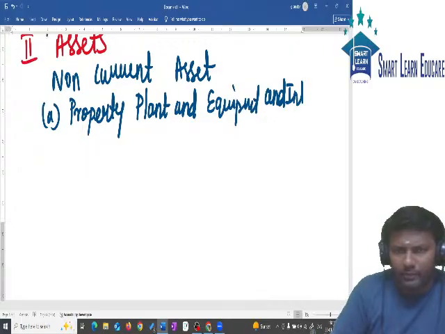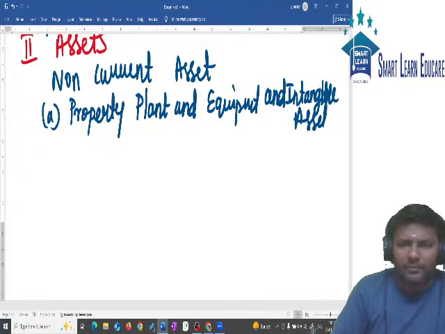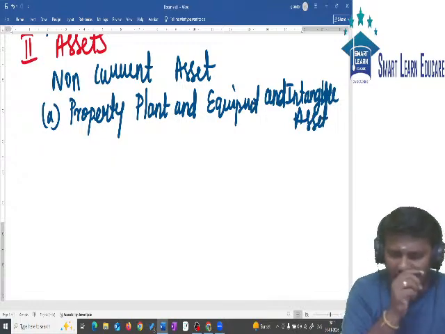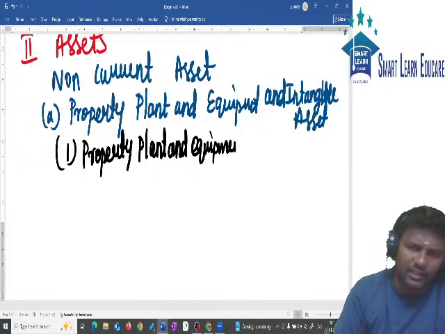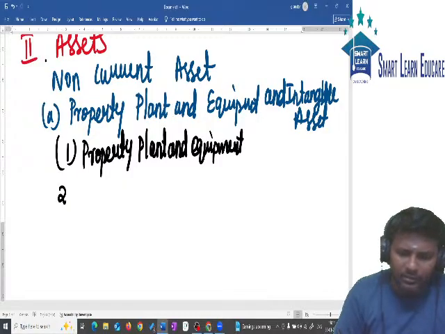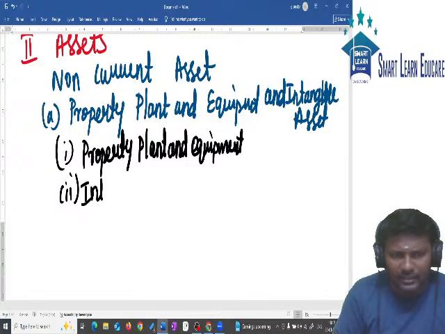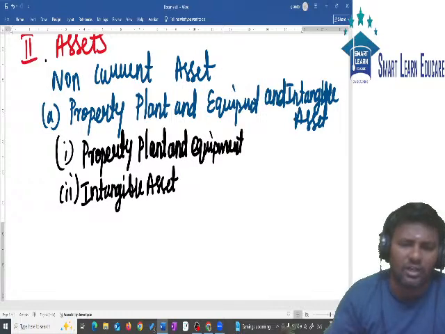The heading is very important. In exam it is frequently asked. Property, plant and equipment and intangible asset. First classification, property, plant and equipment. Second one, second Roman letter, it is intangible asset. Very important. Definitely in exam a question will be there on intangible asset.